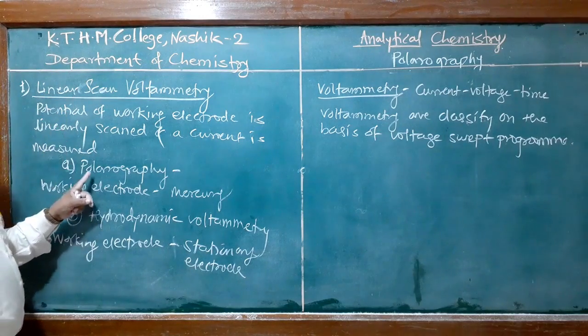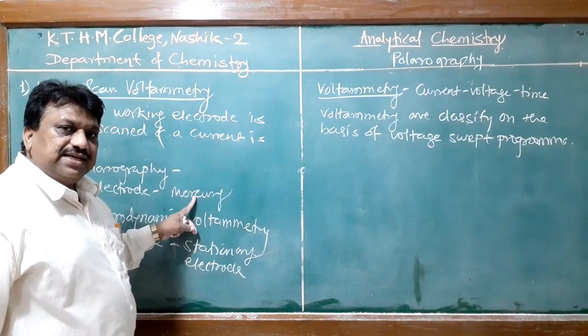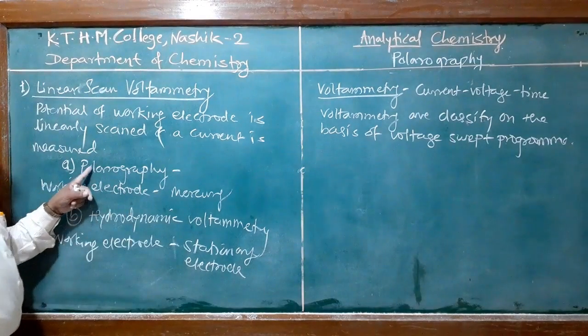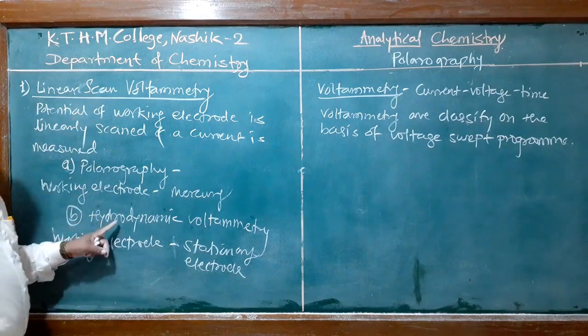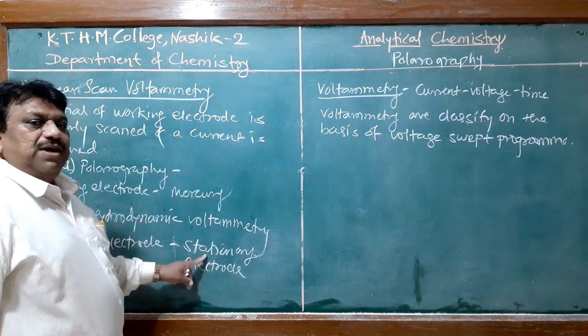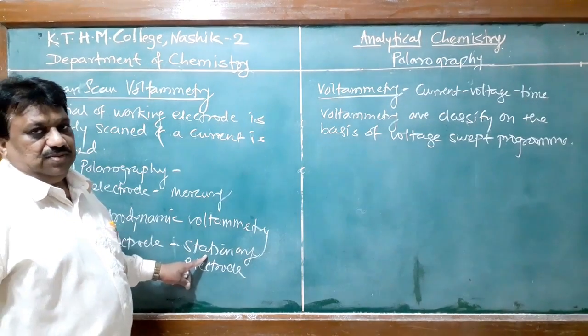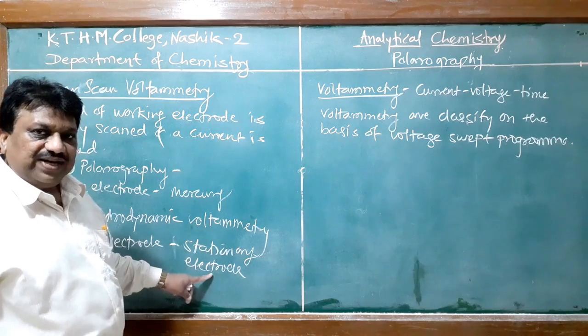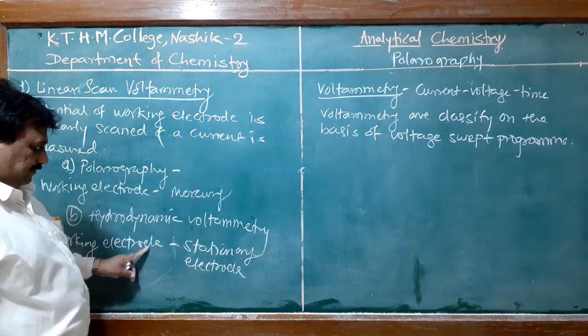Here, this linear scan voltammetry, when it is performed by using mercury as a working electrode, that technique is called polarography. And when this linear scan voltammetry is performed by using any other stationary electrode such as platinum, gold, silver, graphite, etc., then it is known as hydrodynamic voltammetry.